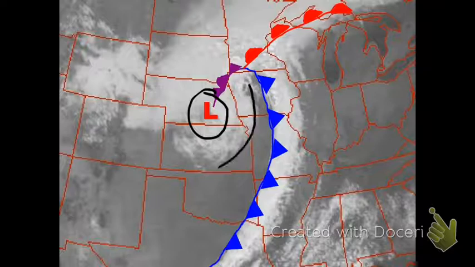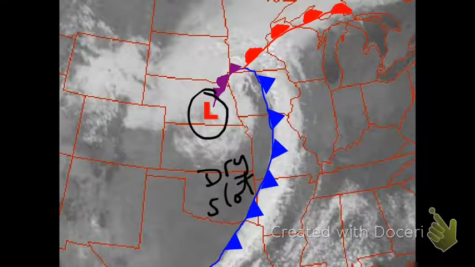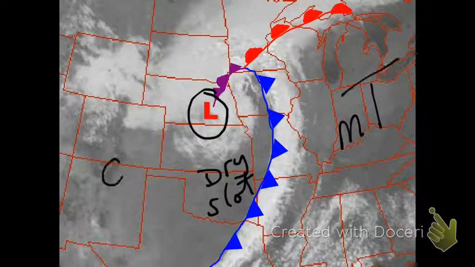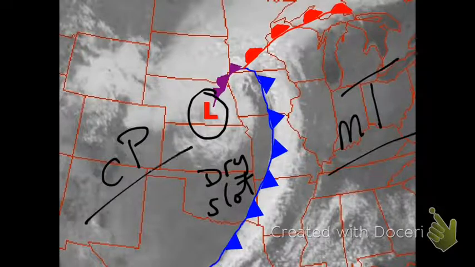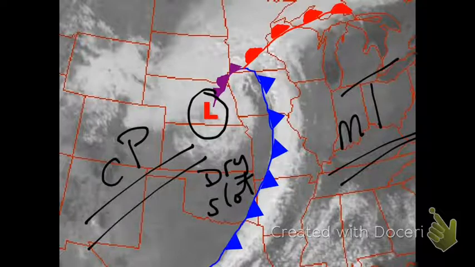This area here, all this right here, that's called the dry slot. It's an area of very dry air being pulled into the mid-latitude cyclone. When that happens, the storm will die off and move on. So again, this could be maritime tropical air mass. This could be continental polar air mass. Warm, cold, moist, dry.